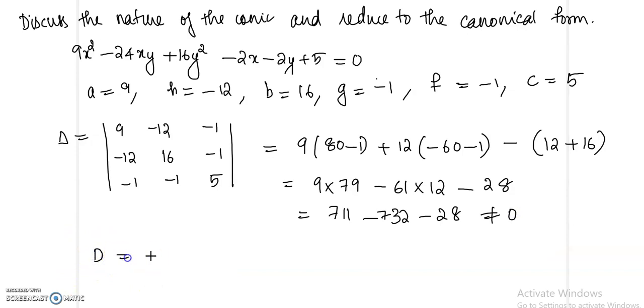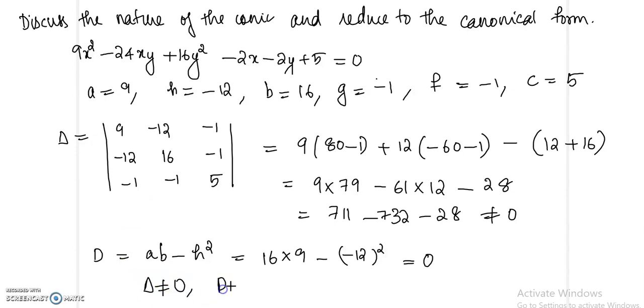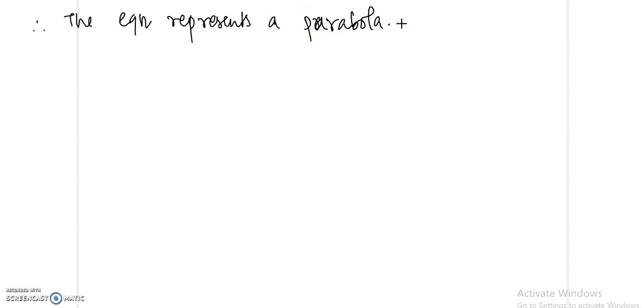Now D will be ab minus h square. So that is 16 into 9 minus 12 whole square, which is equal to 0. So therefore delta not equal to 0 and D is equal to 0. So therefore the equation represents a parabola. So the given conic is going to be a parabola.